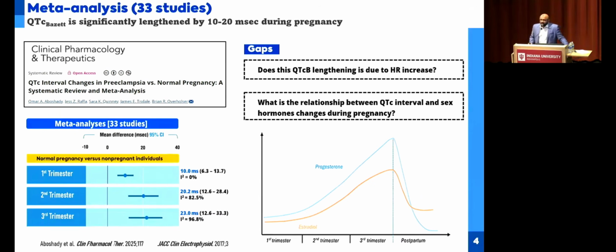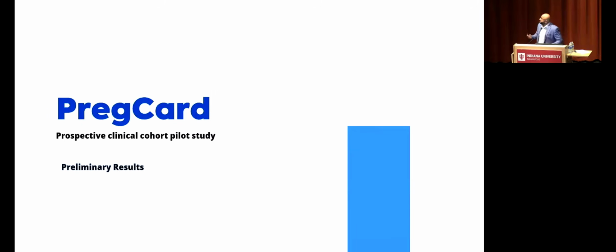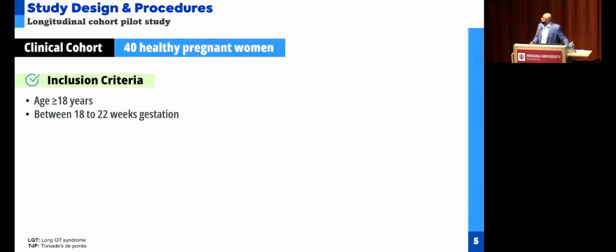The second question and gap we identified in that systematic review is that there is no measurement of the effect of sex hormones. I just mentioned that estradiol may increase and progesterone may decrease, but there is no assessment of the relationship between the hormones and QTc. So that led us to conduct the BREAKHEART study. It's a prospective clinical cohort pilot study, and today I will present some of the preliminary results.